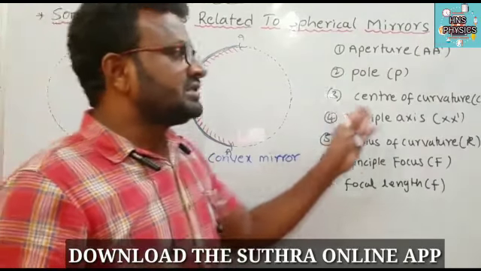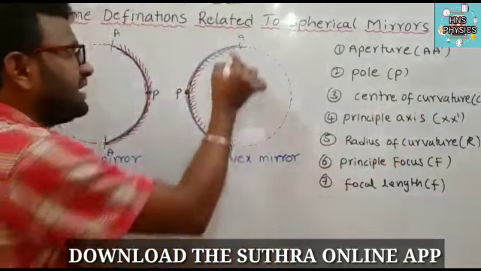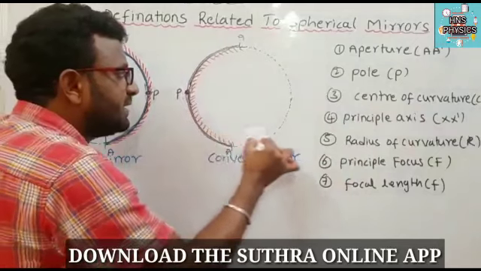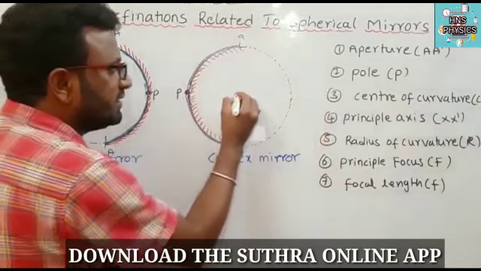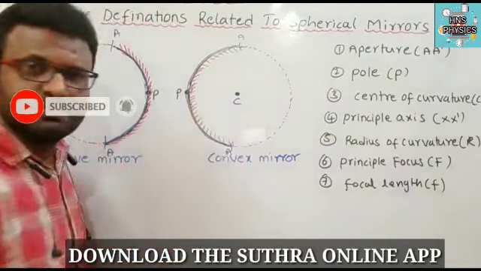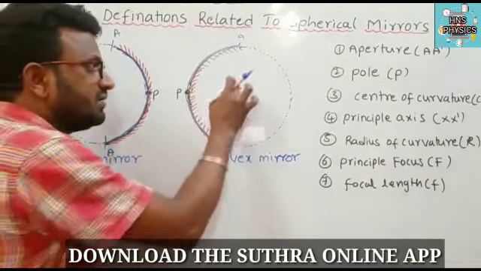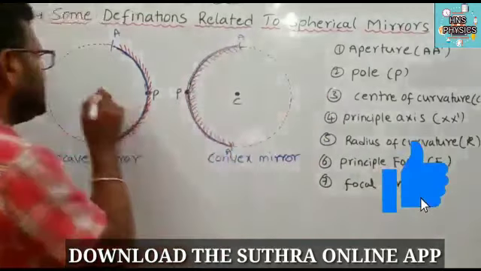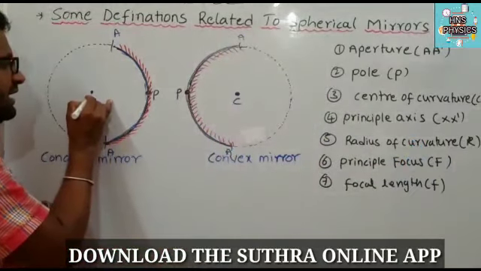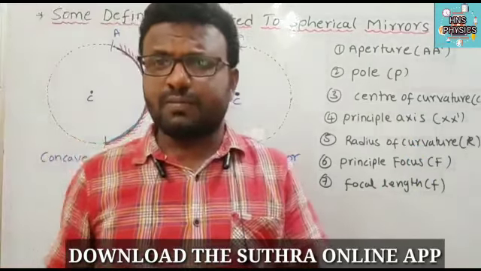Next, center of curvature. Center of curvature means the center of the hollow geometric sphere of the convex mirror. That is called the center of curvature, denoted by C. It is the same for the concave mirror also.